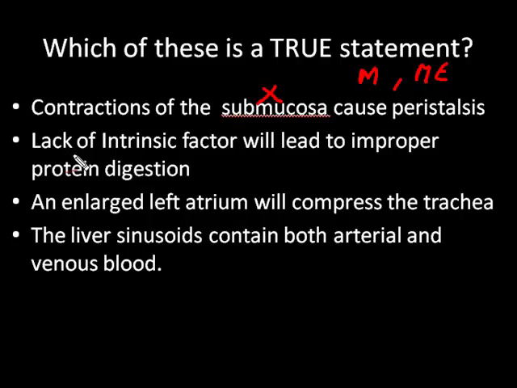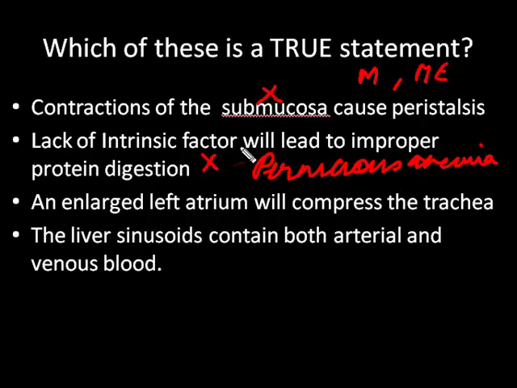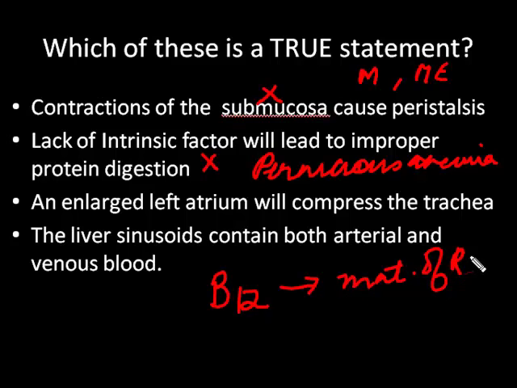The second one is lack of intrinsic factor will lead to improper protein digestion. This also is false, because lack of intrinsic factor leads to a condition which is known as pernicious anemia. And the reason is that intrinsic factor is required for absorption of vitamin B12. B12 is needed for maturation of red blood cells. Now, if there is no intrinsic factor, B12 absorption will not occur properly. So red blood cells will not mature. You end up with anemia, and that kind of anemia is known as pernicious anemia.